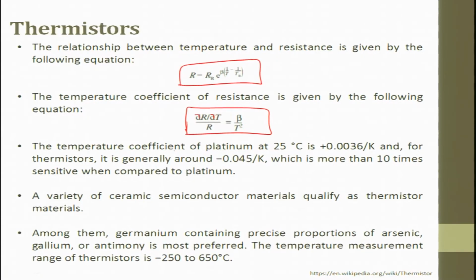The temperature coefficient of platinum at 25 degrees Celsius is this much, and for the thermistor it is generally rounded off to this much. It is very high, about 10 times more sensitive when compared to platinum. A variety of ceramic semiconductor materials qualify for thermistors. Among them, germanium doped in precise proportion with arsenic, gallium and antimony is the most preferred one. The temperature they can measure is minus 250 degrees Celsius to 650 degrees Celsius. So, this is the relationship for the thermistor between temperature and resistance.